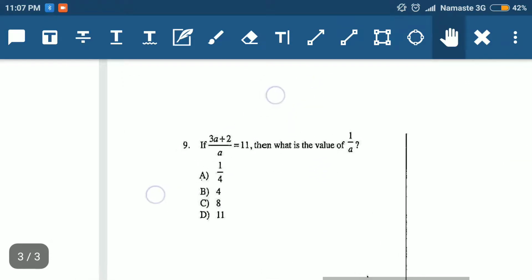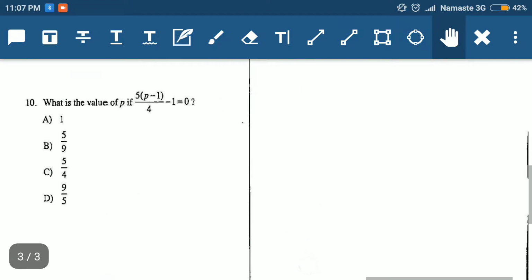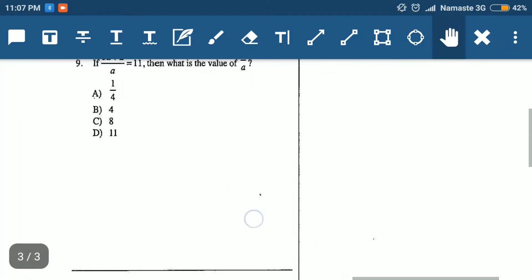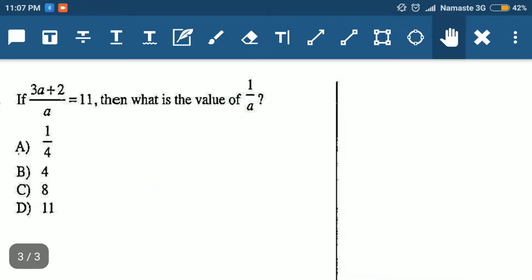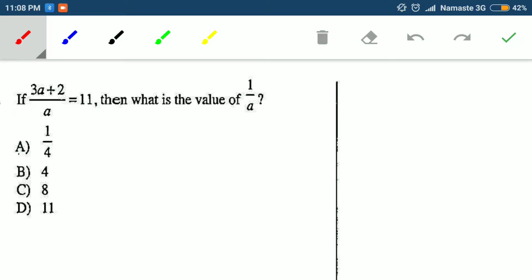In this question number 9 we find a different approach, right? Listen, we have (3a plus 2) by a equals 11. Then what could be the value of 1 by a, the reciprocal of a, not the value of the variable a, but the reciprocal value of a. We are deriving the value of the given expression here, 1 by a.